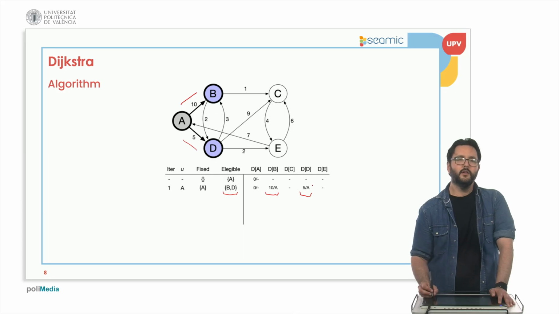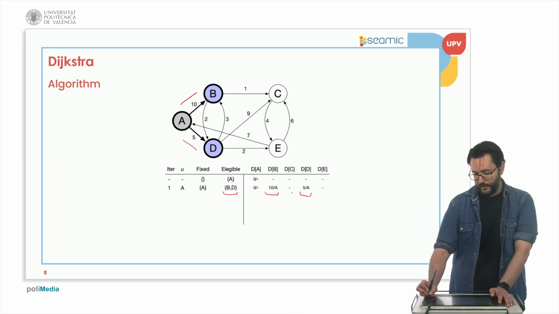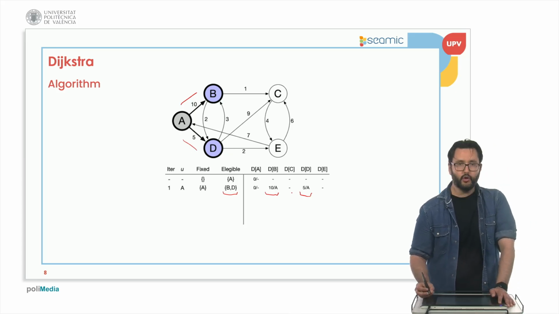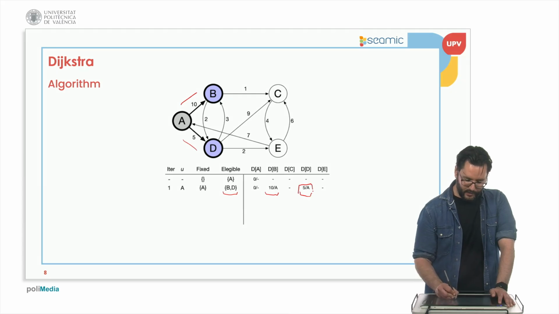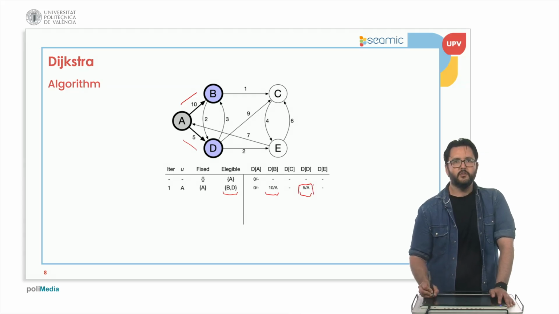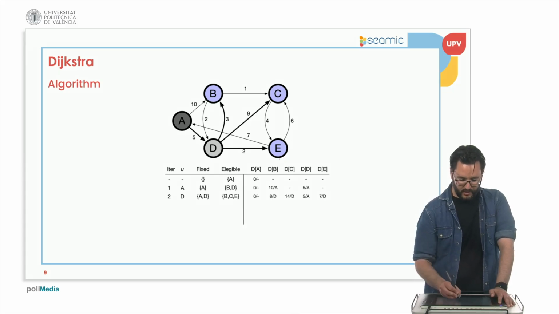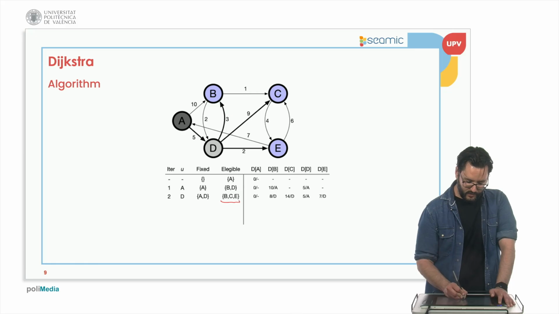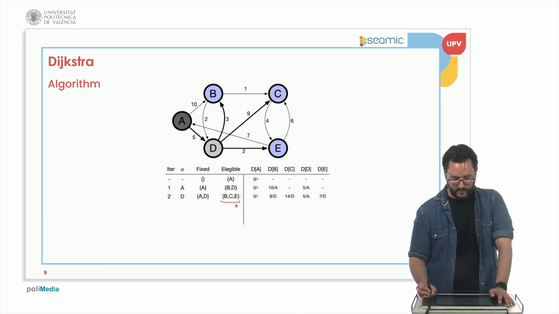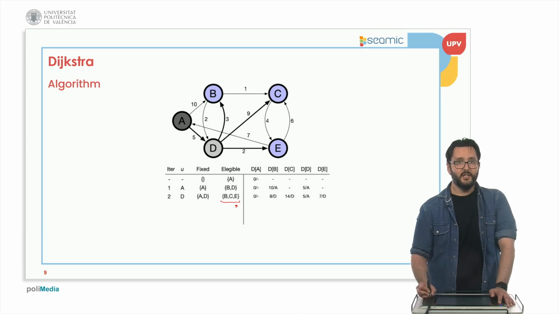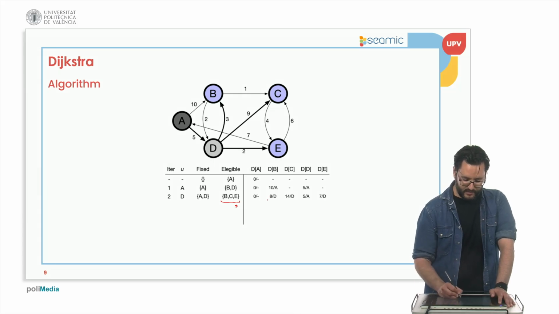Now we have a path to D with cost 5 and a path to B with cost 10, both starting from A. As we are selecting the closest path, we are selecting the path to D. So we are fixing now D, and from D we can go to E. We include E here in the eligible list. Now after including E, we can update the distances.